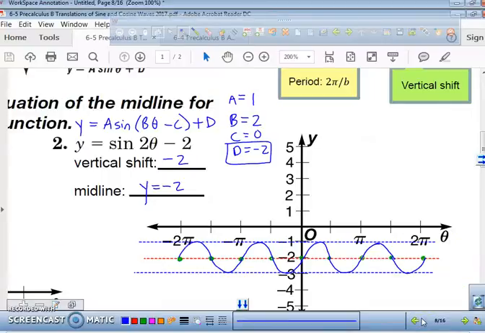So basically, all this video covered, everybody, was dealing with your vertical shift and your midline. The next thing we're going to cover is your phase shift in the next video.